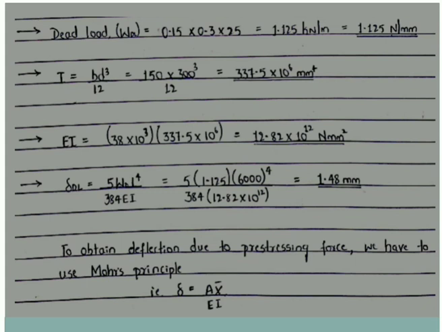Then let us now obtain the deflection caused due to the dead load. The formula is well known because we have already solved examples on this: 5 WD L raised to 4 divided by 384 EI. We have all the values with us. Substituting, we get delta DL as 1.48 mm.